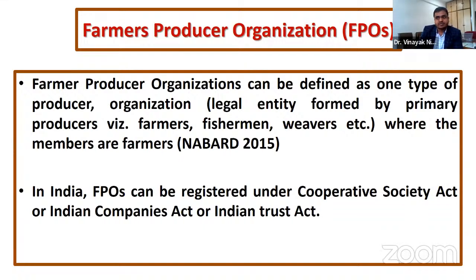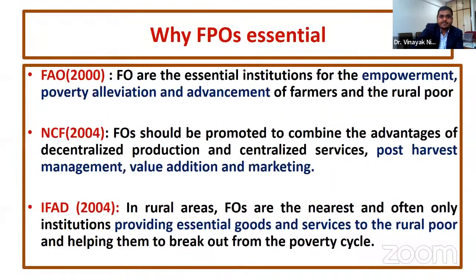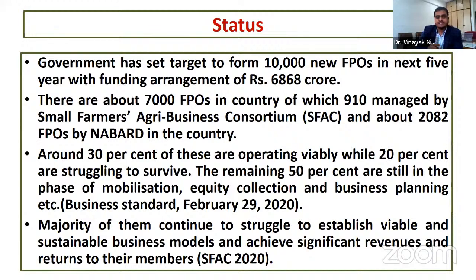Farmer producers organization is an umbrella term now used by the Government of India. It consists of farmers: it can be a farmers group, farmers association, farmers society, farmers trust, farmers company, farmer producer company, and cooperative also. All of these we generally call farmer producers organizations, FPOs. Its importance is highlighted by many international organizations also.